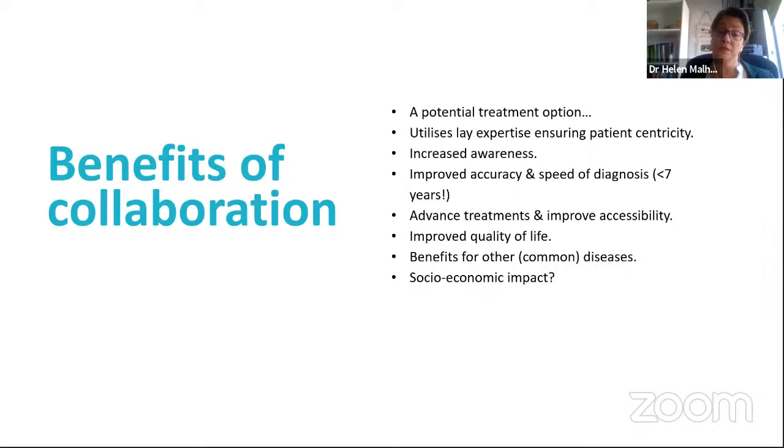And there are also a large number of benefits that can be applied to other diseases. And a lot of the mechanisms of diseases within rare diseases is now being applied. And I think this is going to be one of the strongest points of leverage that we are going to have to actually motivate and advocate for improved services around rare diseases. And the socioeconomic impact is huge.